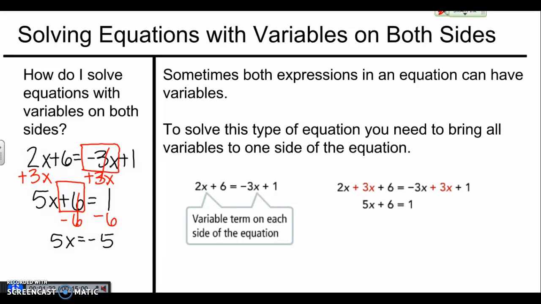This is multiplication, so the opposite of multiplying by 5 would be to divide by 5. And when I divide negative 5 by positive 5, I get negative 1. So x equals negative 1.